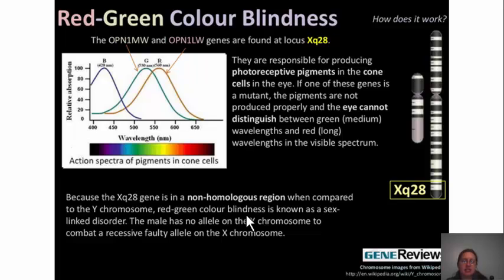Because the gene is in the non-homologous region when compared to the Y chromosome, the red-green color blindness is known as a sex-linked disorder, because the male has no allele on the Y chromosome to combat a recessive faulty allele on the X. So red-green color blindness in men is caused strictly by the mothers. But red-green color blindness in females has to be caused by both parents.